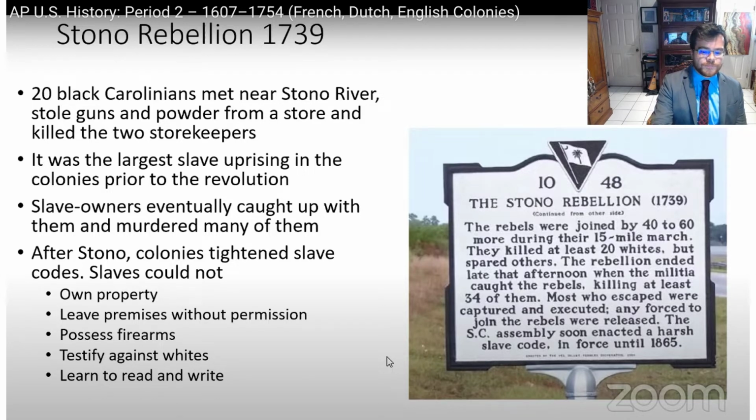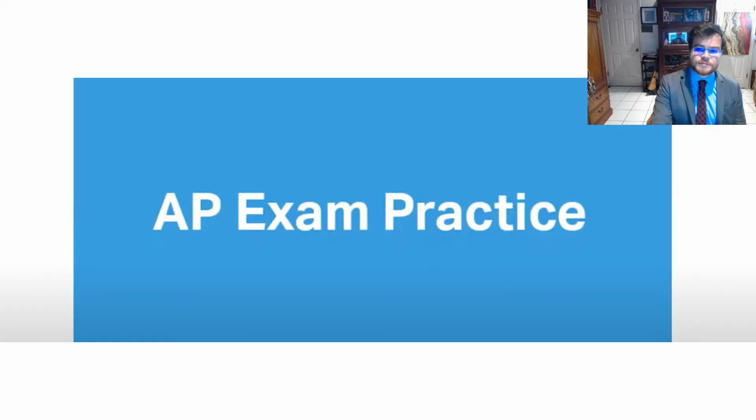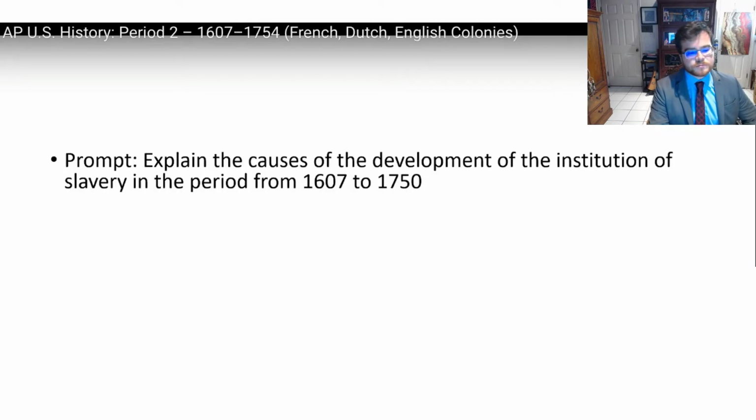Okay, so it was not successful. It didn't do that much damage. I mean, it is horrible that they killed 20 innocent people, 20 whites. There's no justification for murder. However, it's going to make life way worse for slaves after this. Okay, so let's practice some of these AP exam questions.